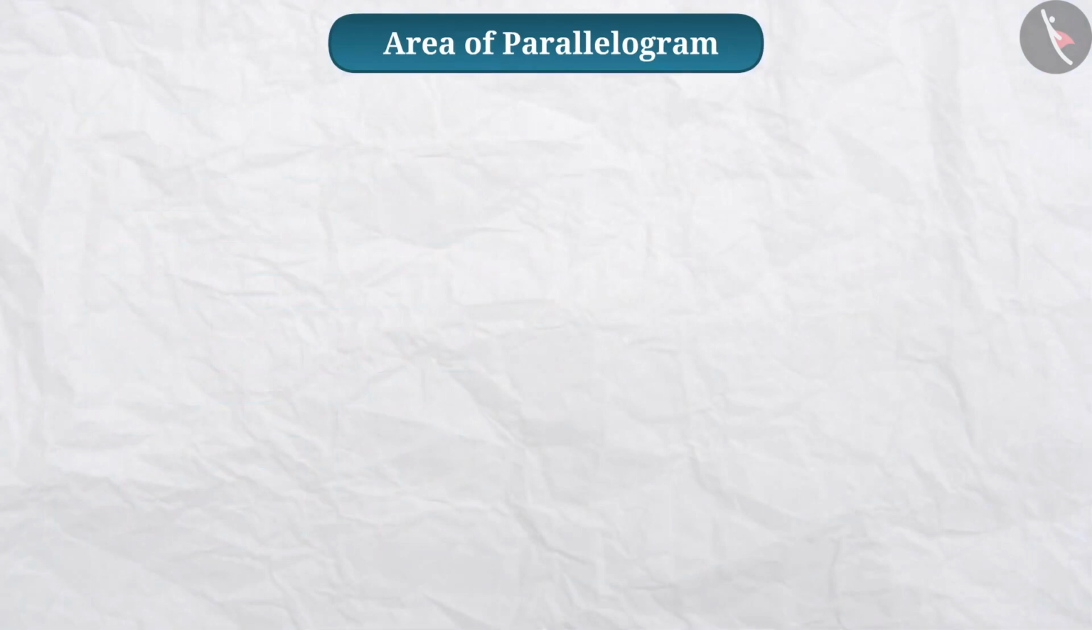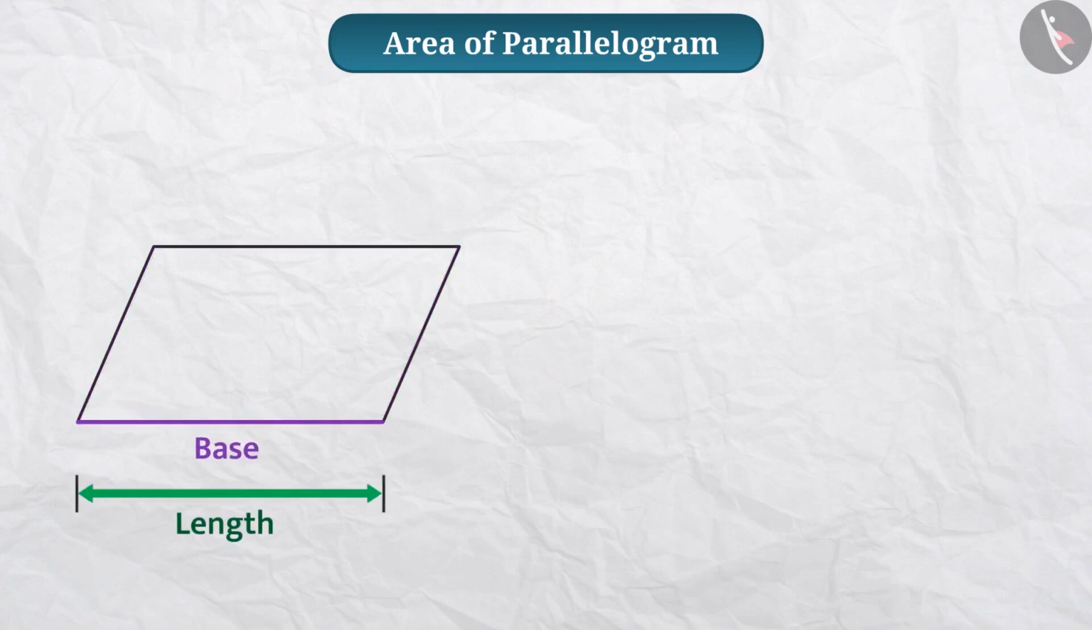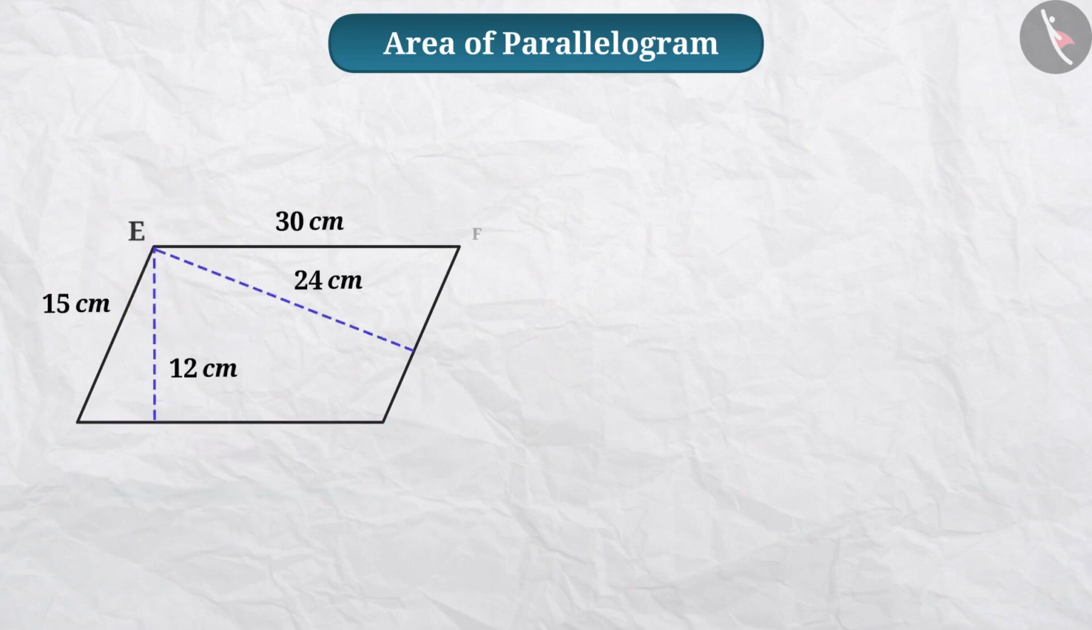Remember that in a parallelogram, we can consider any side as its base. The length of the side which we consider as base will be the length of the parallelogram. On this side, the length of the perpendicular from the opposite vertex is called the height of the parallelogram. Like in parallelogram EFGH, on side HG, perpendicular ED is drawn from the opposite vertex E.